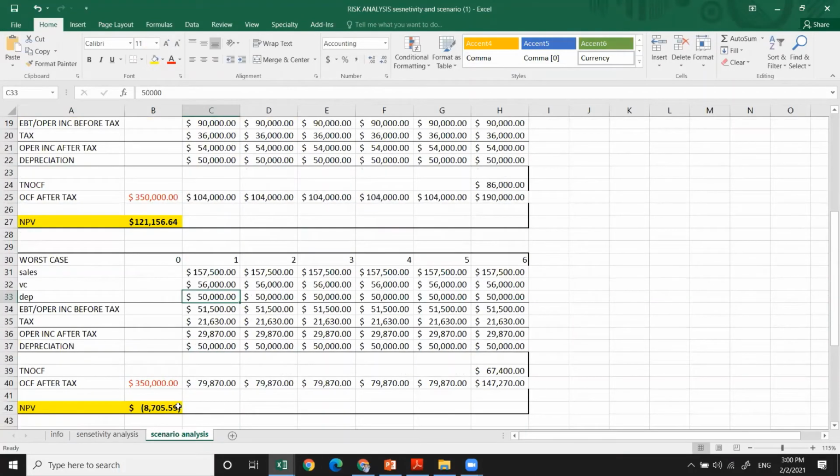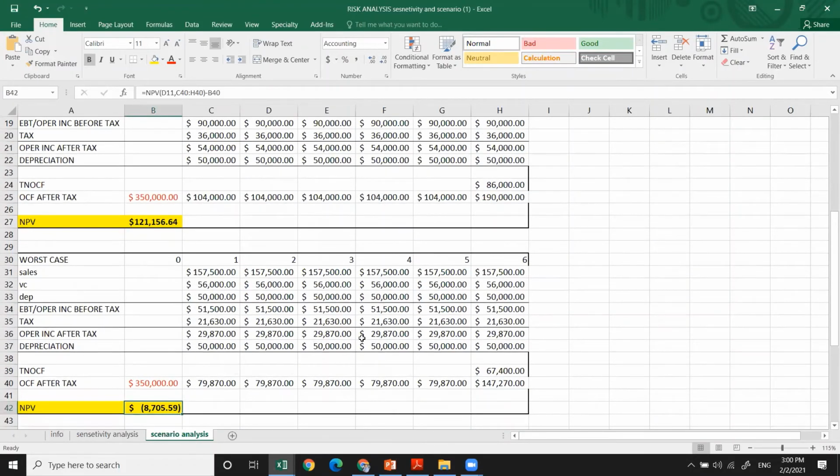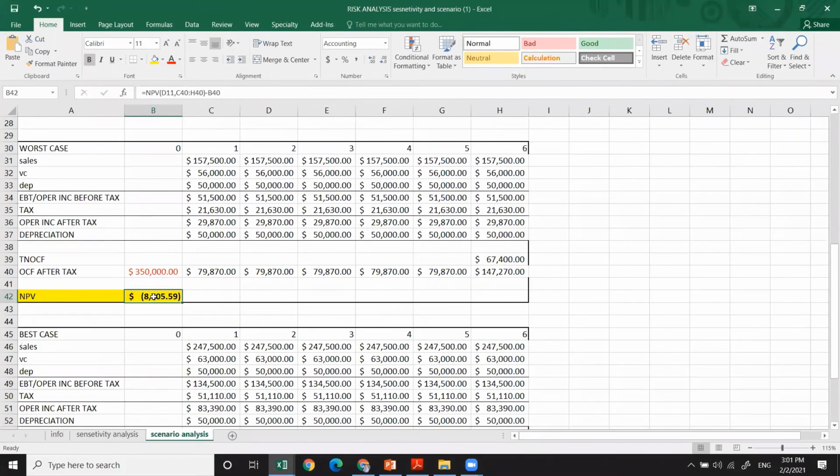And what you can see, our NPV is negative. So according to the worst case, we cannot accept the project, because in any way we could be in this position, as you can see, with the negative NPV. So we desire that all three scenarios have positive NPV. So let's see what happens in the best scenario.